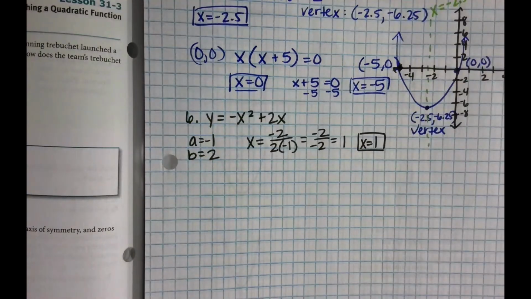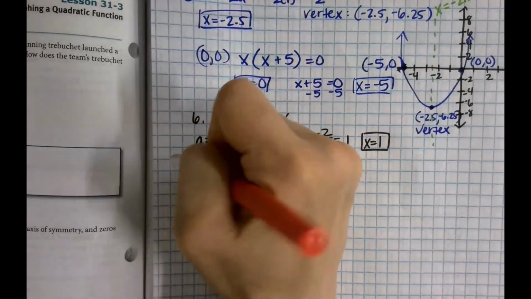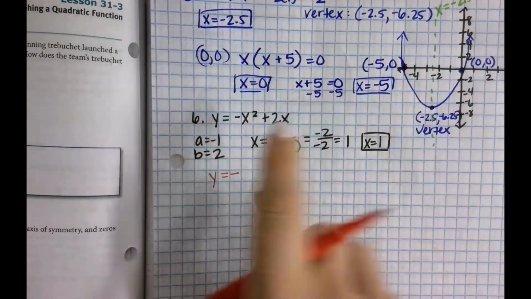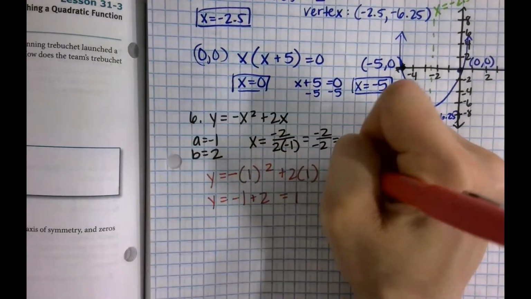Then let's find the y value so that we can find the vertex. Y equals, so remember to keep that negative on the outside, and then I'm going to use 2 times 1. 1 squared is 1, but we still have to put that negative 1 on there, plus 2. Negative 1 plus 2 is 1, so the vertex is at 1, 1.